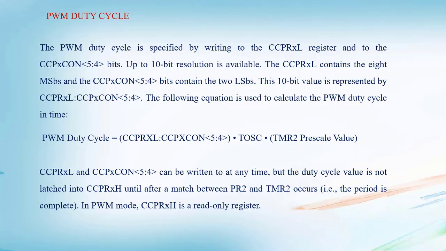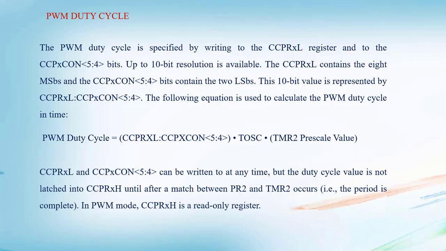The following equation is used to calculate the PWM duty cycle in time. PWM duty cycle equals CCPRxL:CCPxCON<5:4> multiplied by TOSC multiplied by TMR2 prescale value. So if we know the PWM duty cycle, oscillator time and prescale value, we can calculate the 10-bit resolution value.